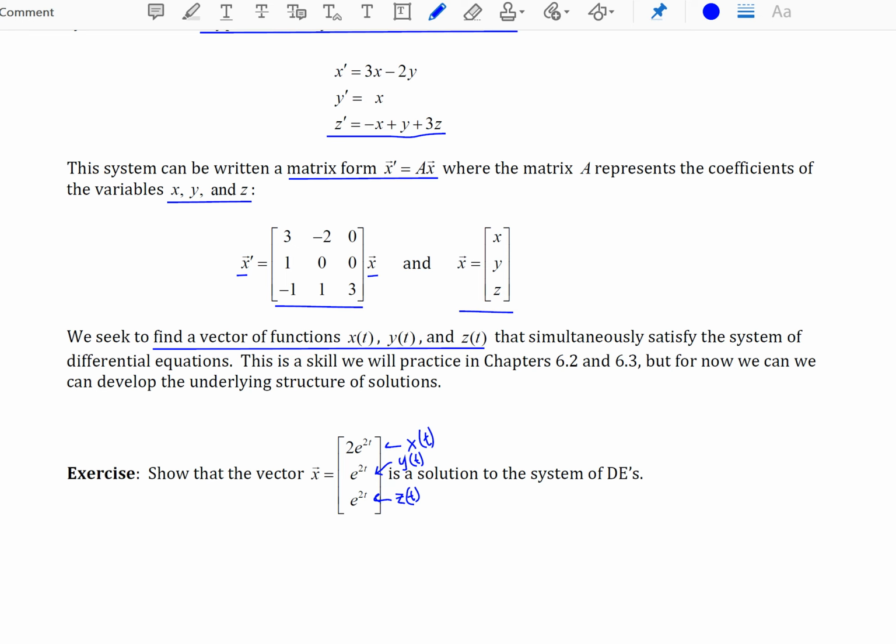We want to show this is a solution to the system of equations. And to be a solution, it must satisfy the differential equation, meaning that the left-hand side is going to equal the right-hand side. So let's start by evaluating the left side.